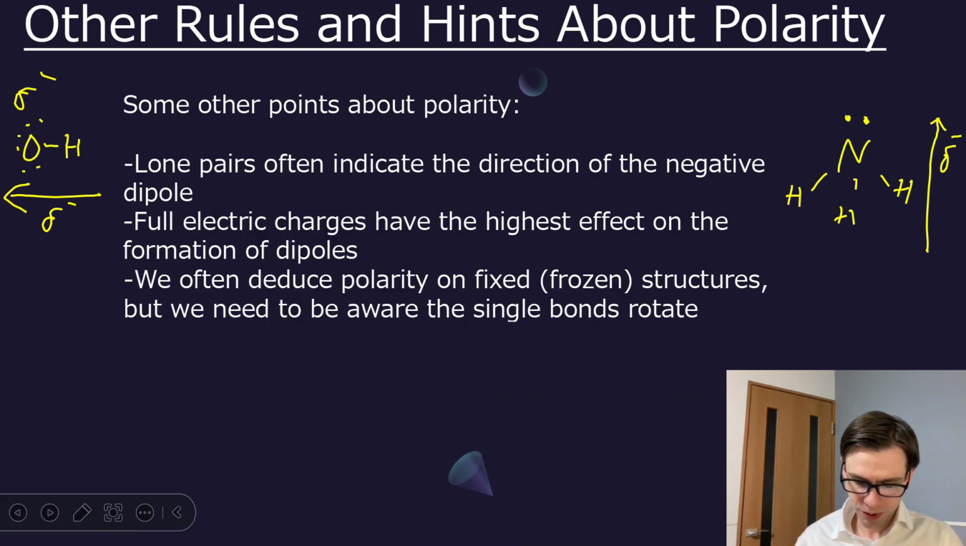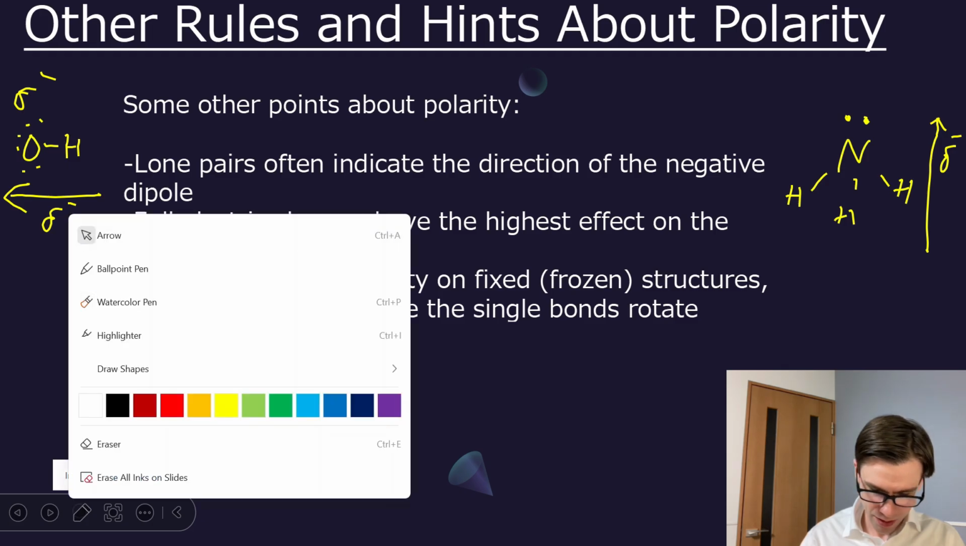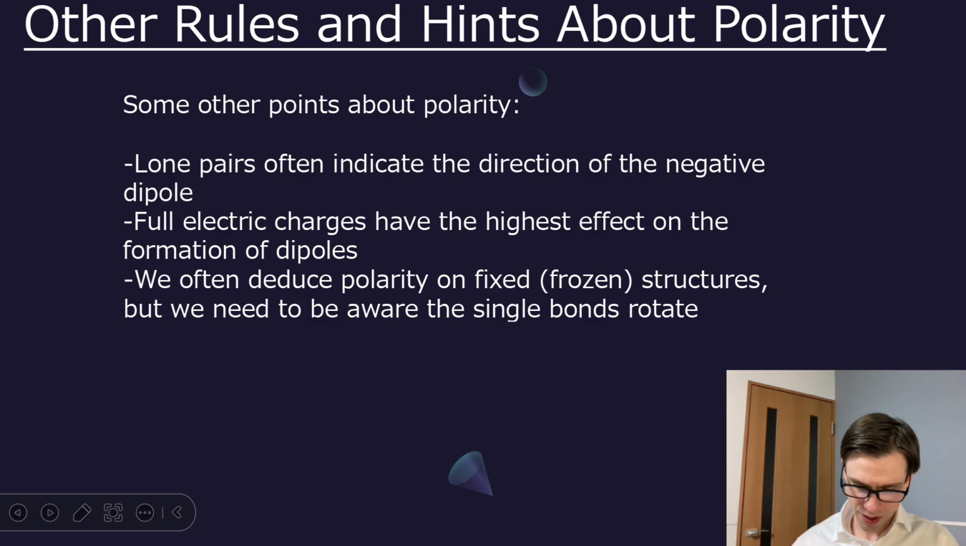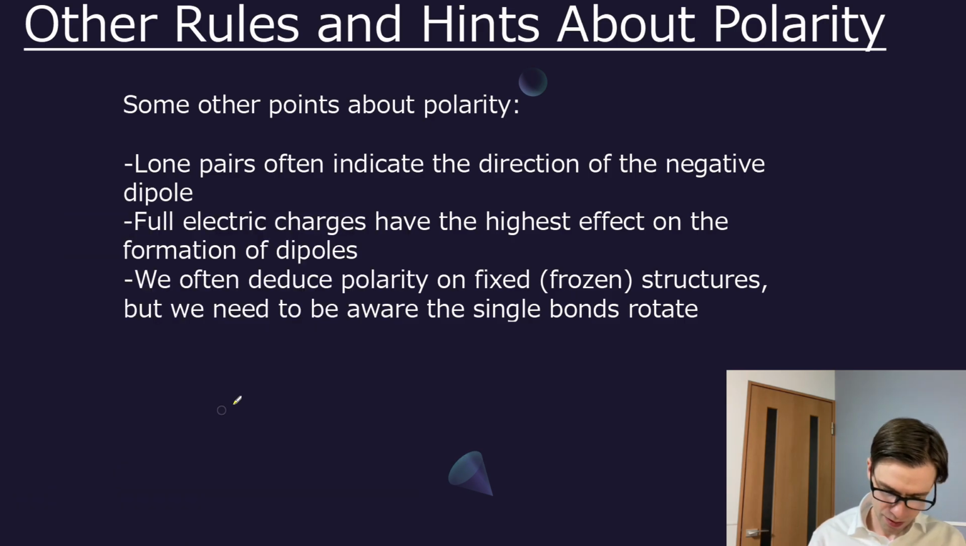We can often deduce polarity on fixed or frozen structures, but we need to be aware the single bonds rotate. This is an important point that is often not considered, I think, in IB chemistry and textbooks. So imagine I have something like chloroethane. So chloroethane is two carbons. Hydrogens here. Actually, let me draw it 3D.